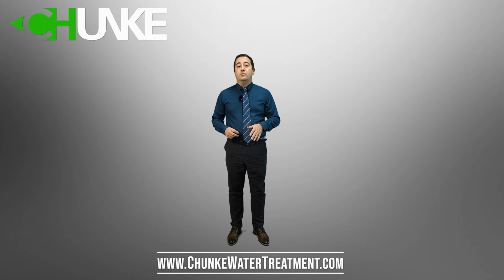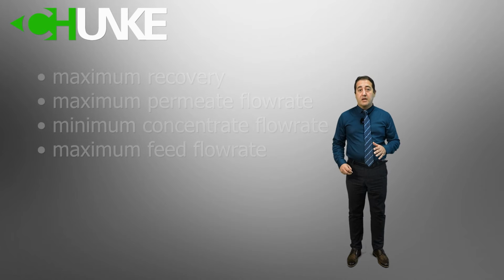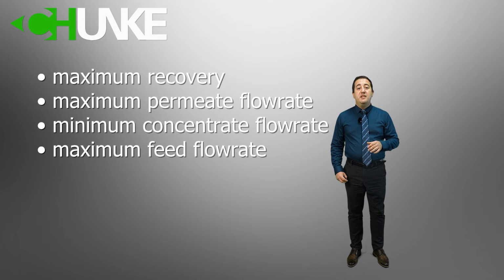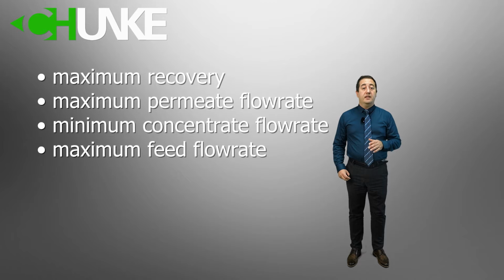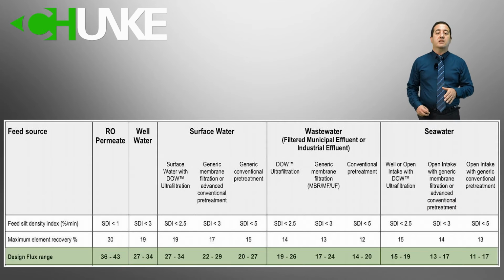A membrane system should be designed such that each element of the system operates within a range of recommended operating conditions to minimize the fouling rate and to help avoid mechanical damage. These element operating conditions are limited by the maximum recovery, maximum permeate flow rate, minimum concentrate flow rate, and maximum feed flow rate. Here there is a table for flux rate.